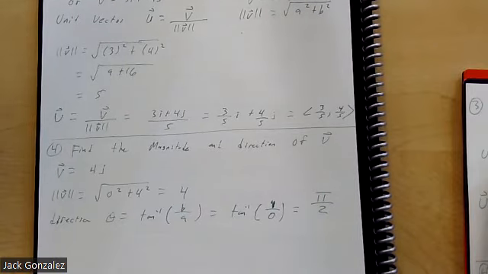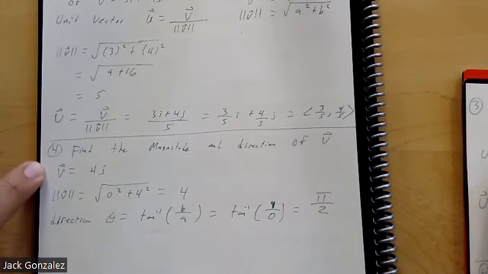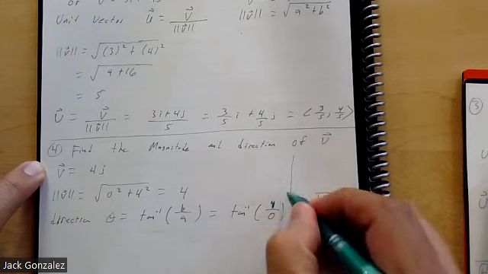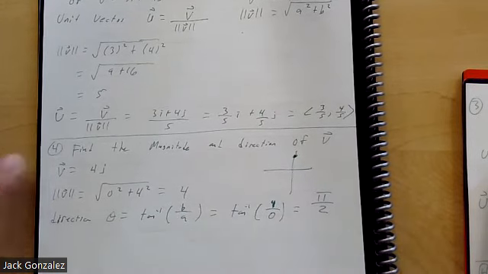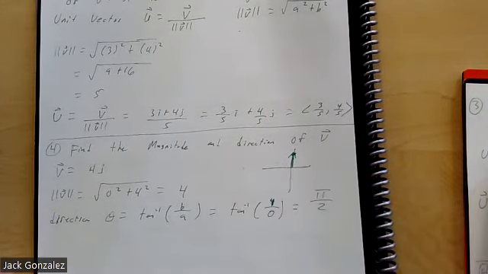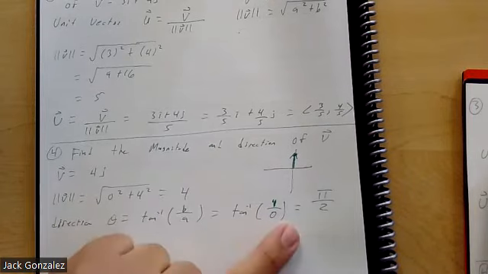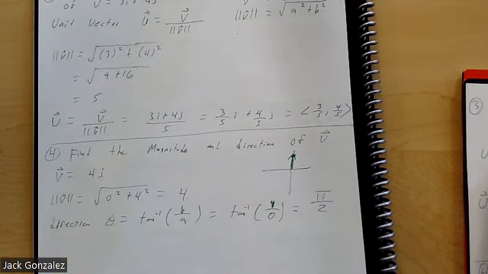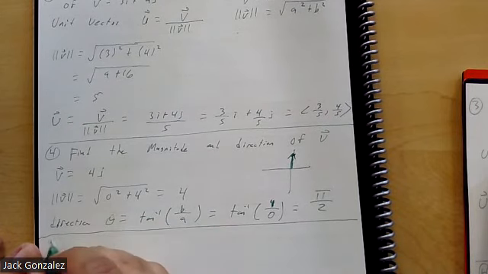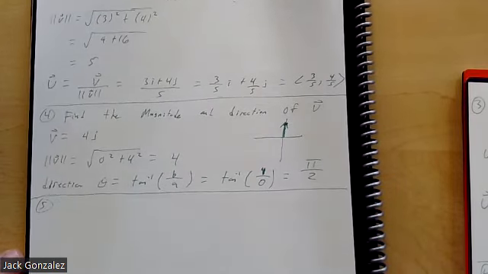But also if you graph this guy here, 0 plus 4j is technically what? Up here somewhere, right? The vector. So if it's straight up, you should see that that's the angle pi over 2. It's more of a conceptual idea here. Usually you'll get an answer, but this one was a little different. But does that make sense? Okay.